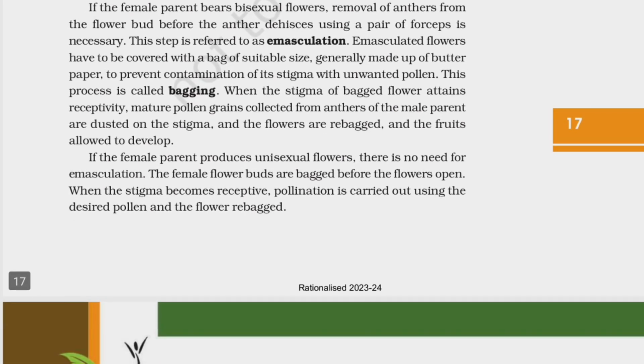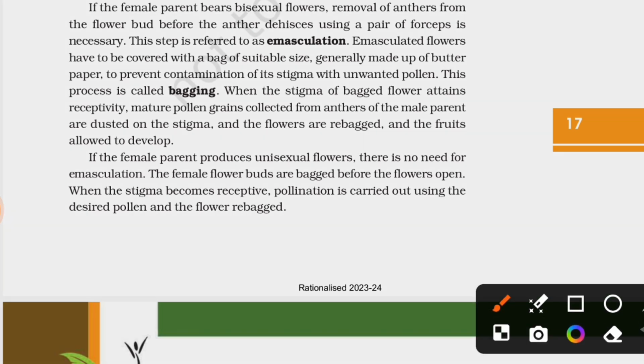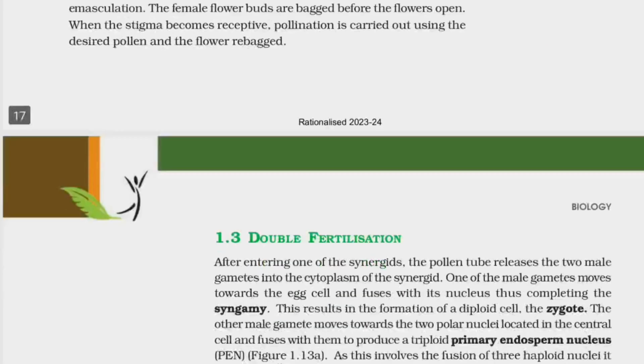When the stigma of the bagged flower attains receptivity, mature pollen grains collected from the anthers of the male parent are dusted on the stigma, and the flowers are rebagged and the fruit allowed to develop. If the male parent produces unisexual flowers, there is no need for emasculation. The female flower buds are bagged before the flower opens. When the stigma becomes receptive, pollination is carried out using the desired pollen and the flower is rebagged.